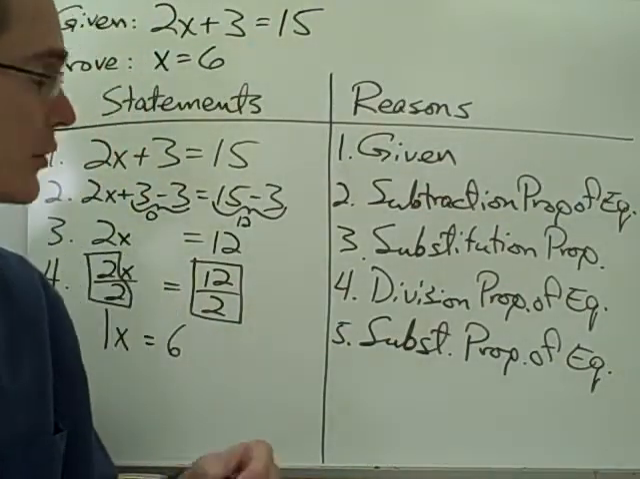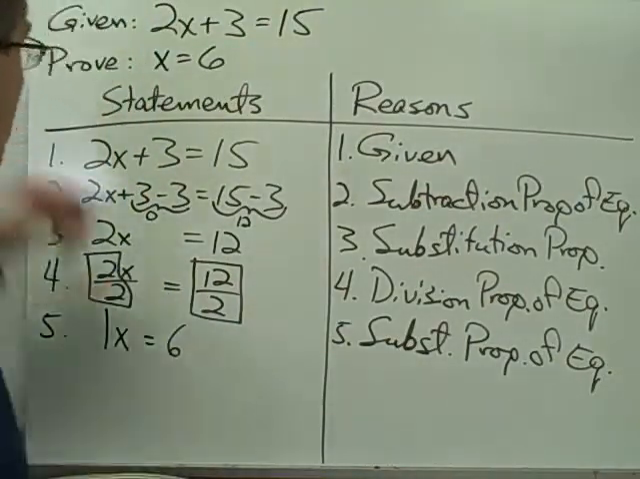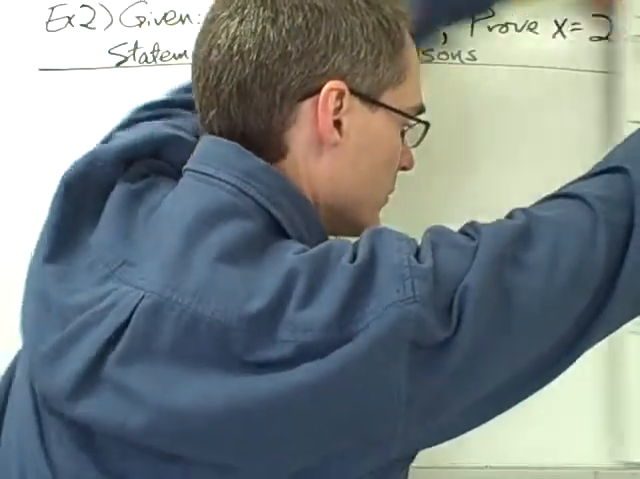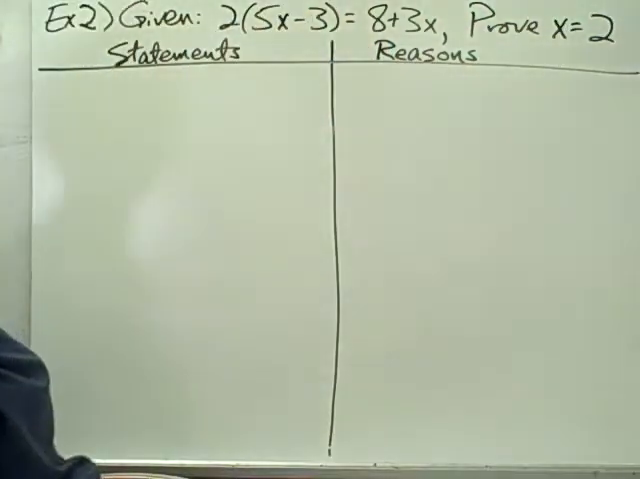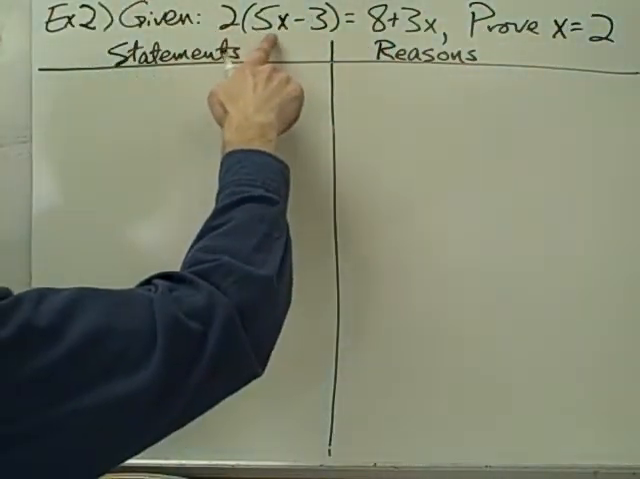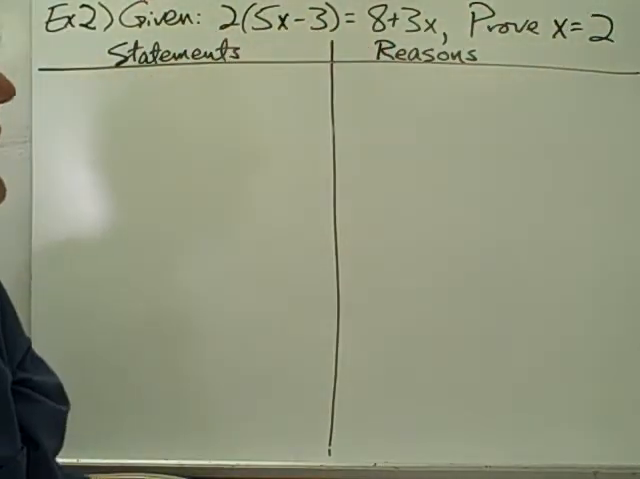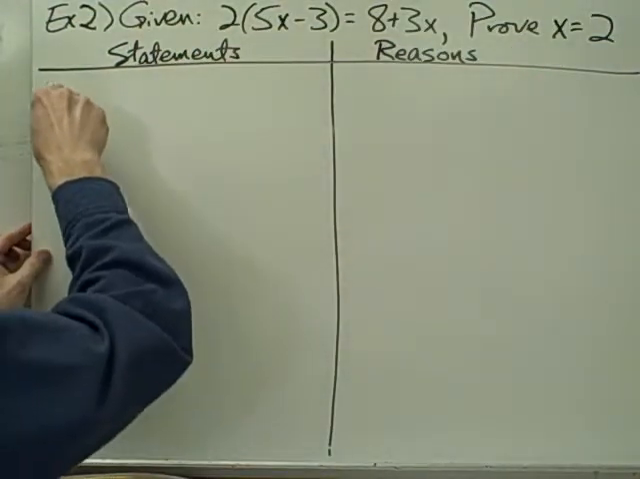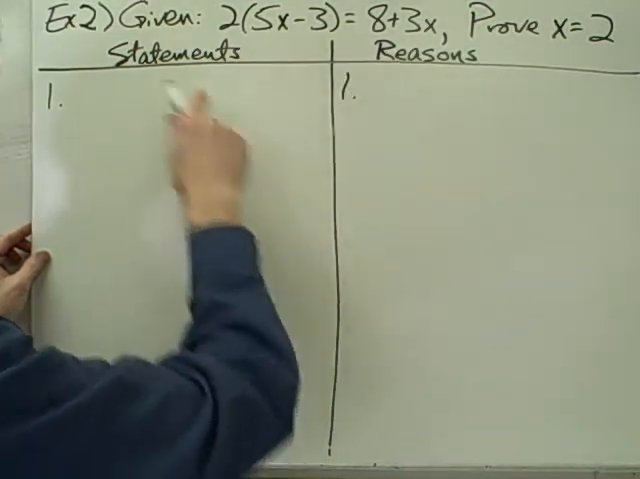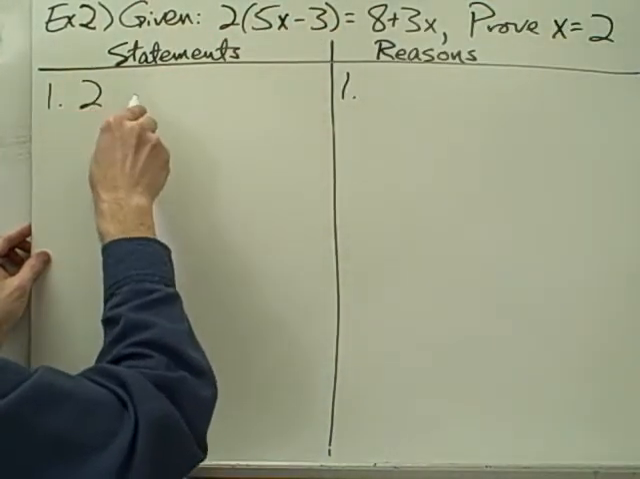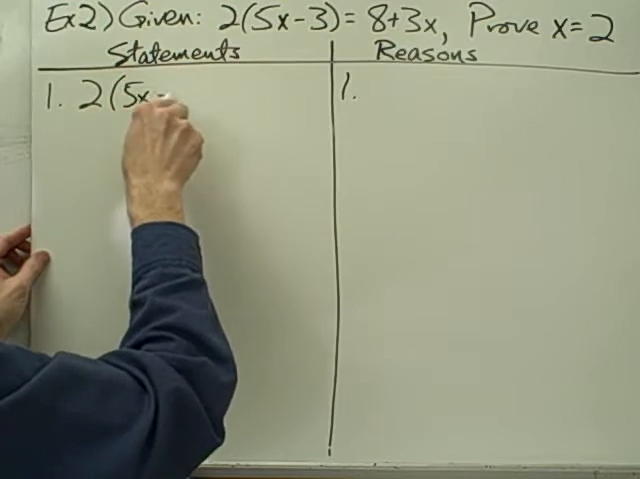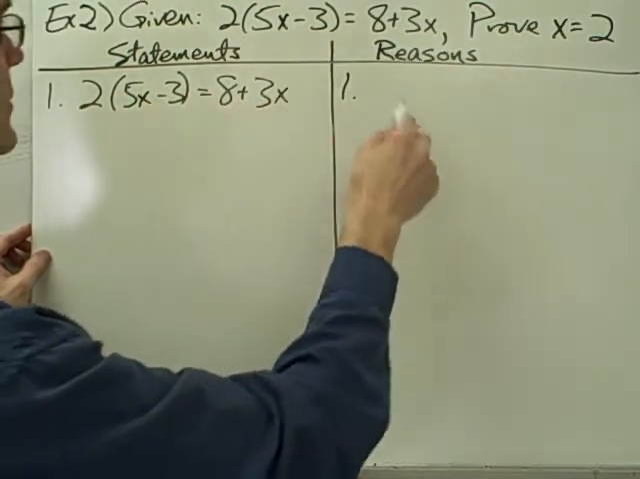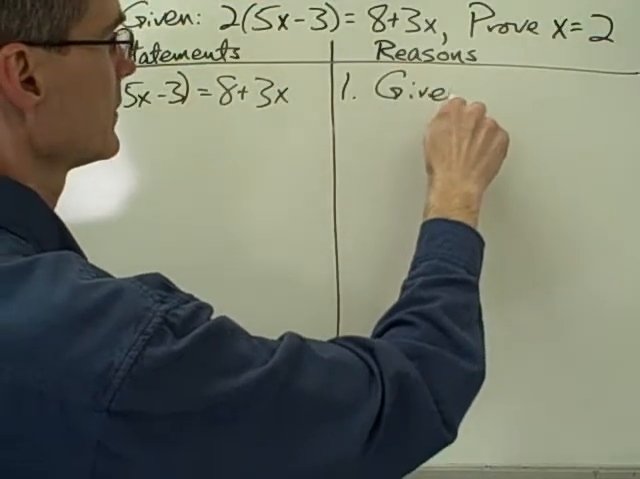And we've just done our first algebra proof. Let's take a look at example number 2. Given 2 times 5x minus 3 equals 8 plus 3x, prove x equals 2. All right, so I'm going to start with my given statement. Step number 1, 2 times 5x minus 3 equals 8 plus 3x. Reason, that's my given statement.